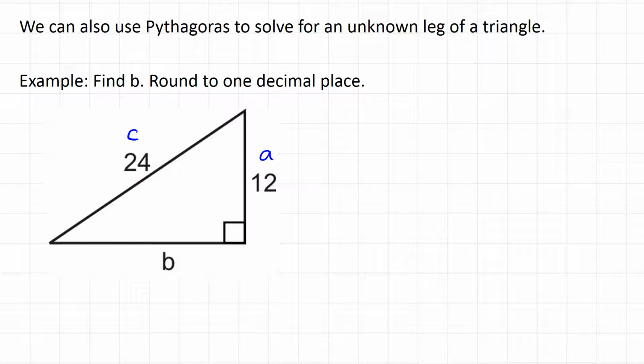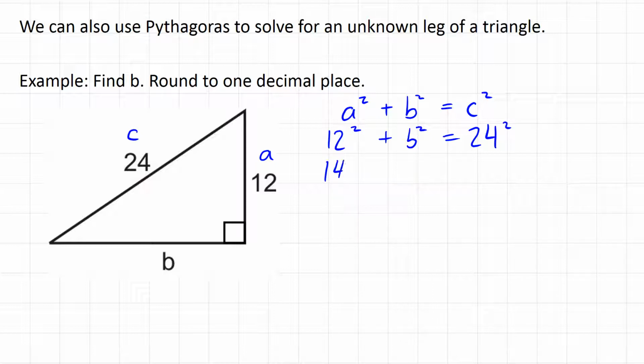You notice there's no units. That's okay. We'll just get a unitless number. But we can start this just like we tried the other ones. A squared plus B squared equals C squared. And then we fill in what we have. A is 12 plus B squared. We don't know what B is. Plus C is 24 squared. So I'll go ahead and square those numbers. 12 squared is 144. Plus B squared is equal to 24 squared is 576.